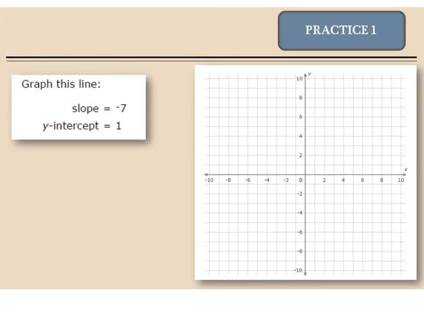Now it's your turn. You're going to graph a line with a slope of negative 7 and a y-intercept of 1. Do your practice 1 problem now.